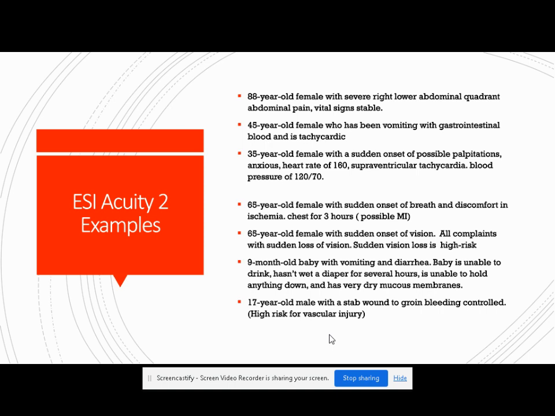A 9-month-old baby with vomiting and diarrhea. Baby is unable to drink, hasn't had a wet diaper in several hours, is unable to hold anything down, has very dry mucous membranes. So this baby is at a level 2.